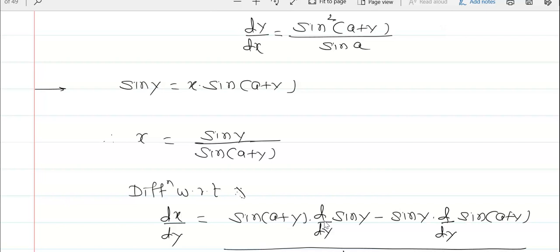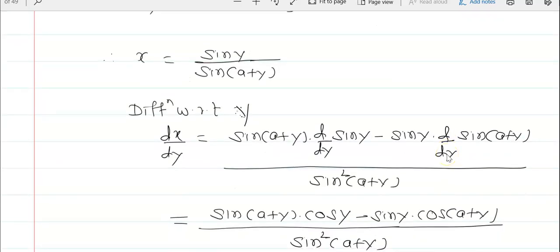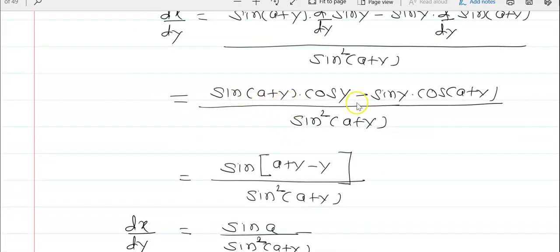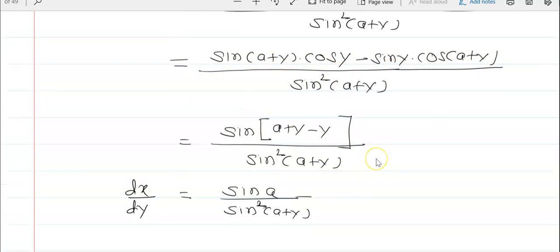This is the y. Therefore, you will get dx upon dy equals sine of (a plus y) into d dy of sine of y minus sine y into d dy of sine of (a plus y). This is the sine of (a plus y) into cos of y minus sine y into cos of (a plus y). This is the expansion of sine of (a minus b), where a is a plus y, b is y.